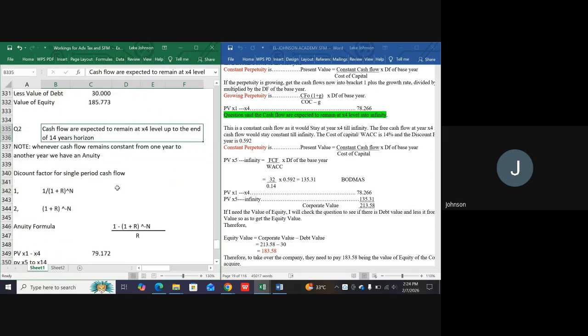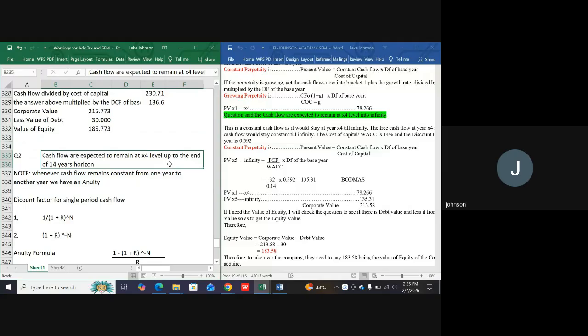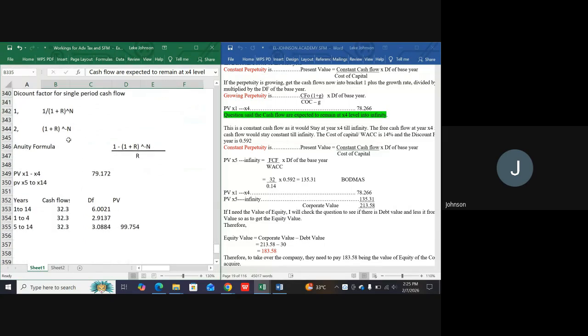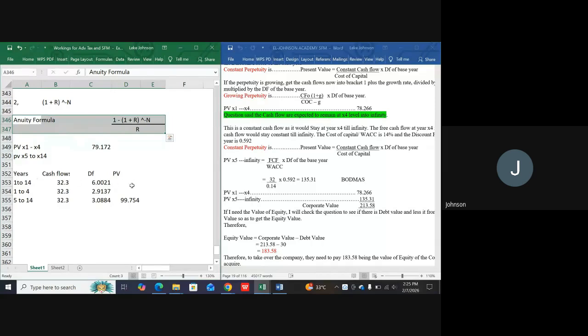Okay, so this is the question actually. They say cash flows are expected to remain at the X4 level to infinity. No, sorry, to a 14-year horizon, right? And I've been able to walk us down to get our annuity formula, going from the single period formula of the discounting factor to getting our annuity. Then from there, we went further to solve this question, right?